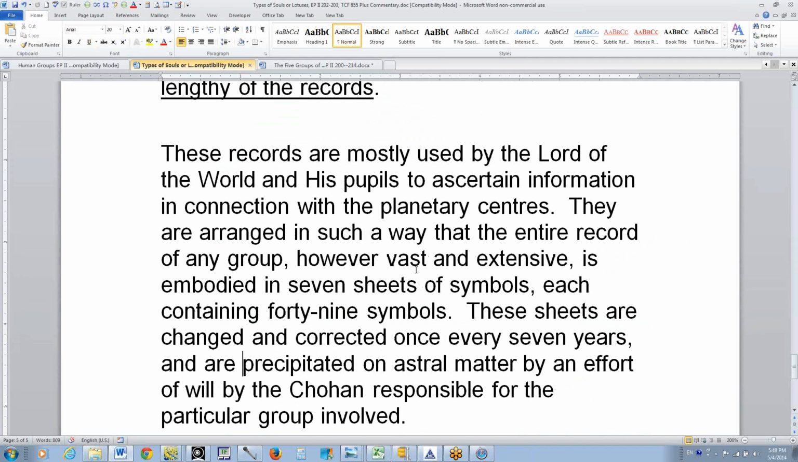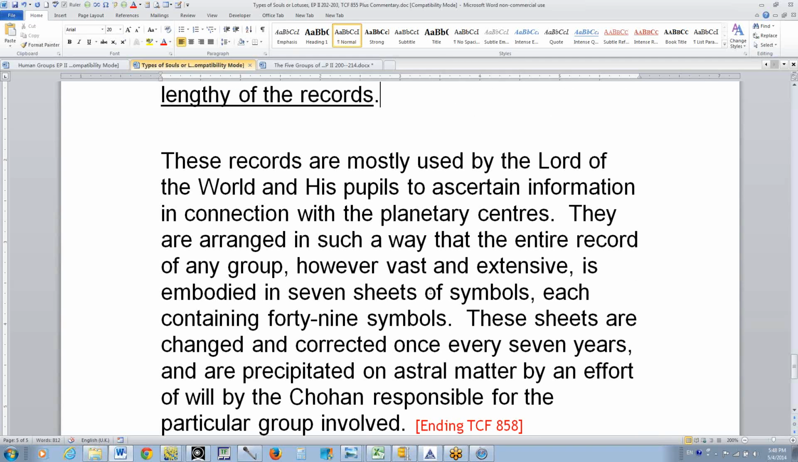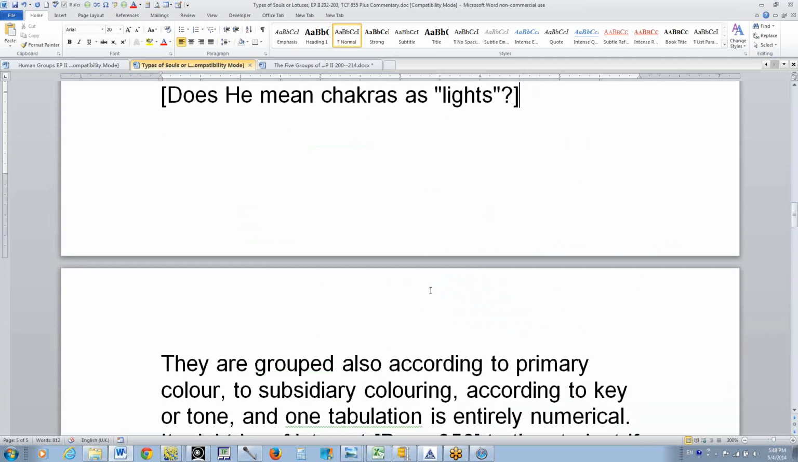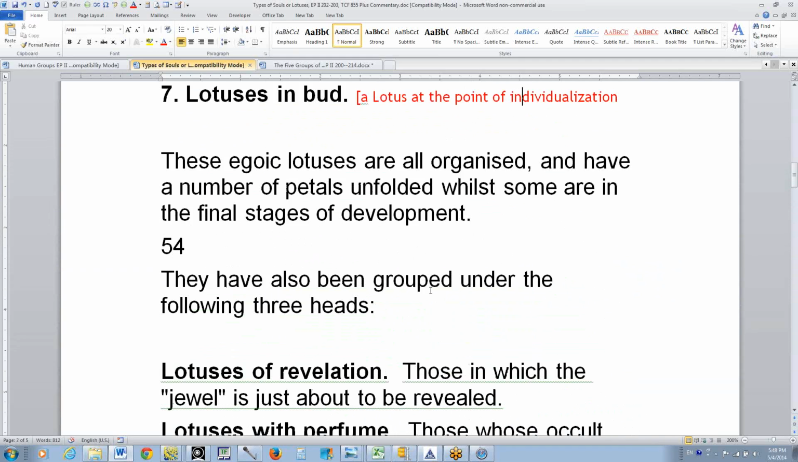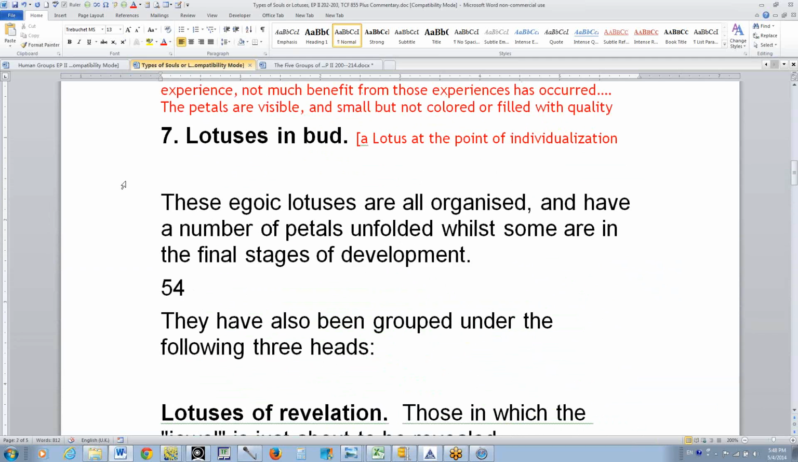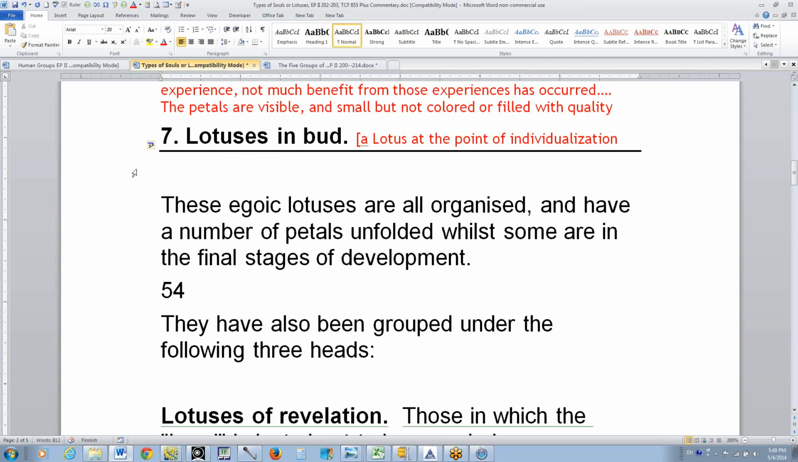It does seem to be page 857 and ending 858, ending TCF 858, and beginning before that, of course. So let's see. He's saying a bit more. So right here, this is coming from Cosmic Fire, and the new text is coming from Cosmic Fire, the previous text from Esoteric Psychology II.